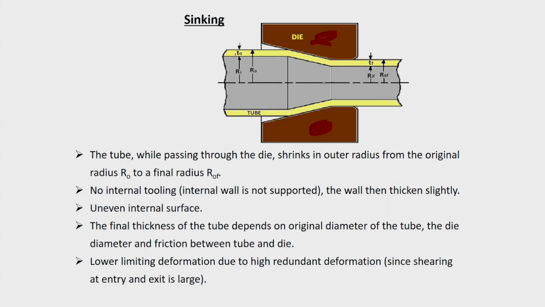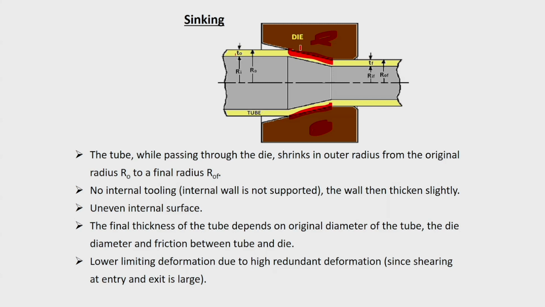In any case, you will find that the internal surface is not good in this case, but the outside will be good. The final thickness of the tube depends on the original diameter of the tube, the die diameter, and the friction between the tube and the die. So, the friction between the tube and the die is one important thing, along with your original diameter and the die diameter.